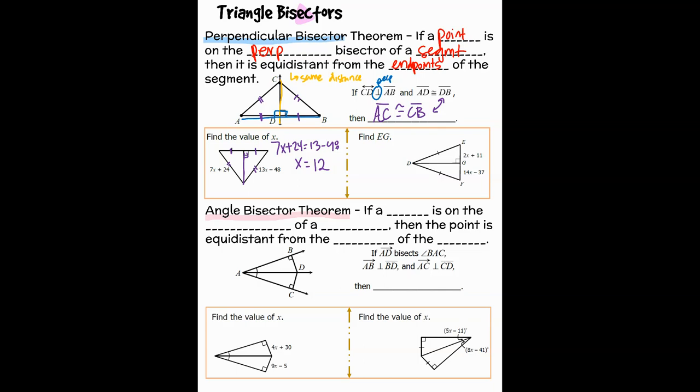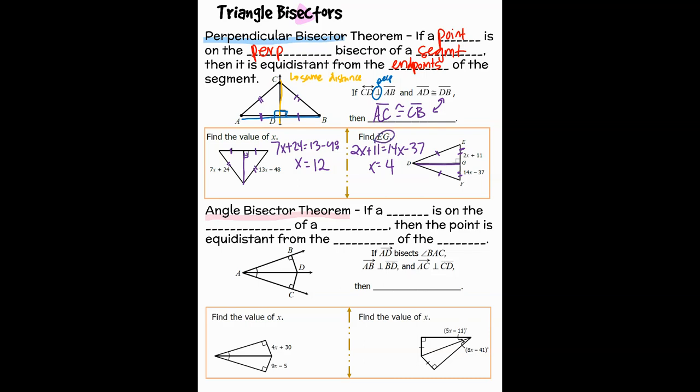So find EG. So this is what I was talking about. If we know that this is our perpendicular bisector, and now we know that these two legs of our triangle are congruent, these have to be congruent. So I can set them equal to each other. 2x plus 11 equals 14x minus 37. Do the math, x equals 4.